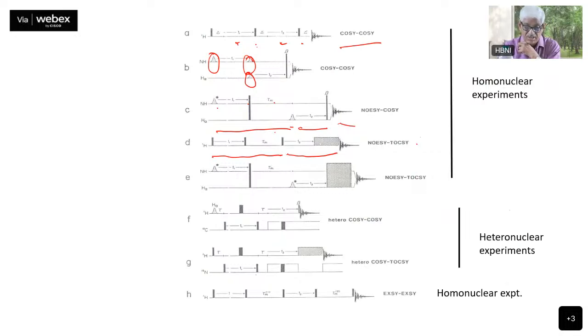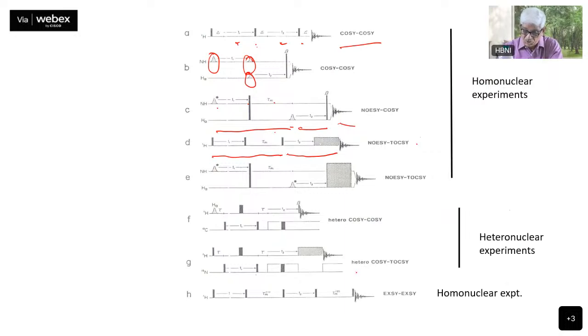This is also NOESY-TOCSY, except that now you apply the selective pulses here, here, and there to pick out a small segment of the entire spot. Now, the hetero-COSY, this is the hetero experiments. Okay, we will not go into the details of all of this. I've just listed it here for your information, and you can look at these things at leisure.